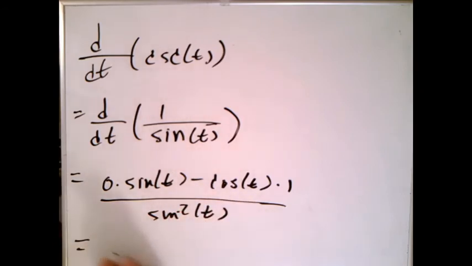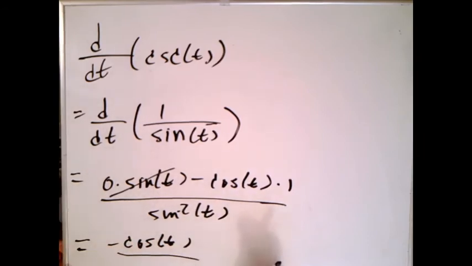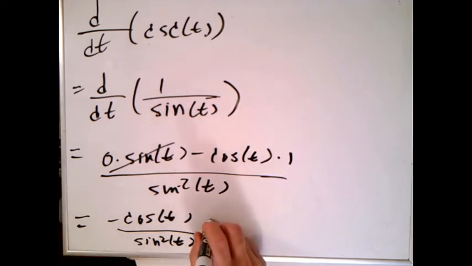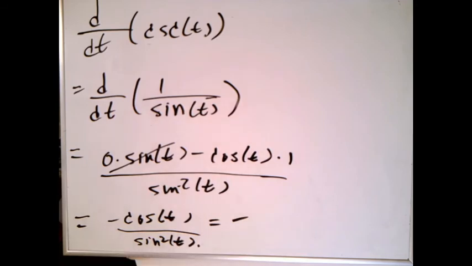Now, what do we have here? This is just 0, so that can go away. So this is going to be equal to minus cosine t over sine squared, and half the country wants you to remember that. The other half of the country wants you to rewrite this without fractions if you can, which is really weird. The minus sign still has to be there.